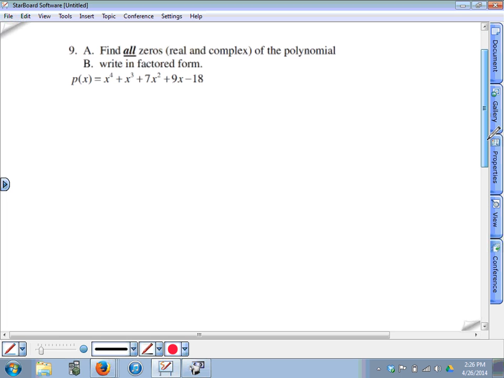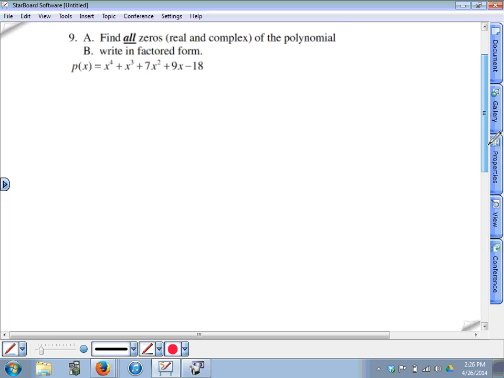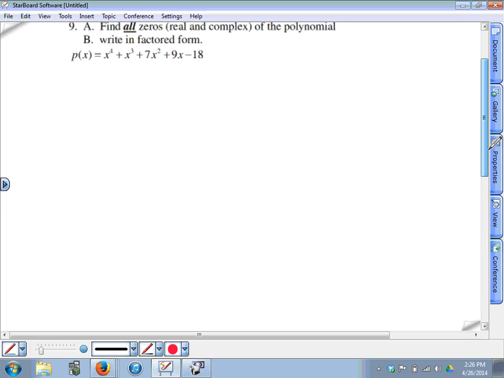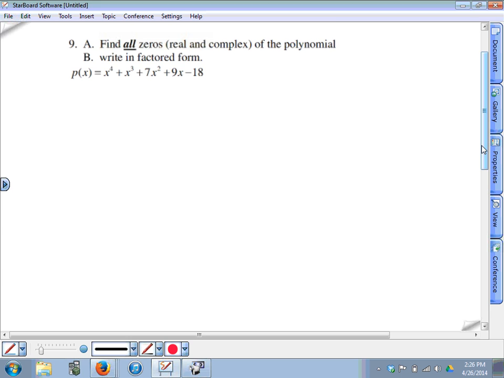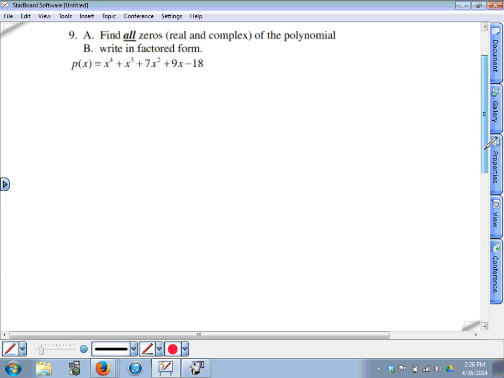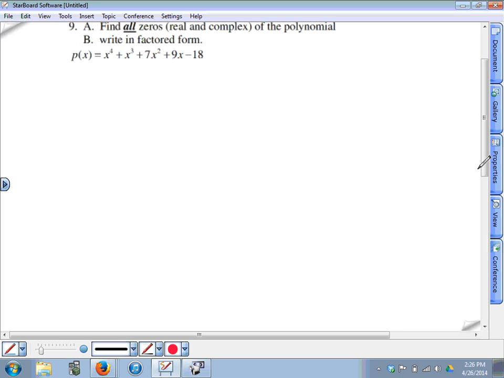Question 9. This is from section 4.4 and 4.5 really. We studied finding the zeros in both of those sections, 4.4 and 4.5. First thing we need to do is, this is that p divided by q theorem, the rational zeros theorem. So the factors of p are the factors of the constant at the end of the polynomial. So it's plus or minus 1, plus or minus 2. These are all the numbers that divide 18, plus or minus 3, plus or minus 6, plus or minus 9, and plus or minus 18.